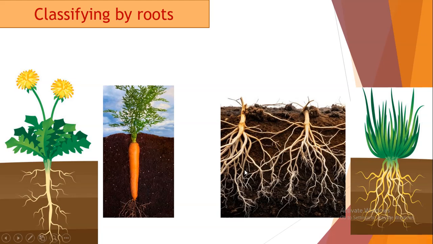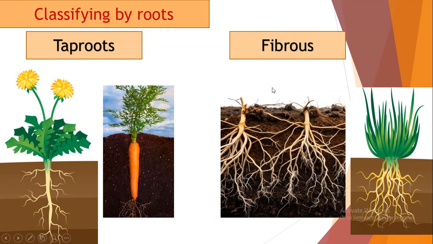So classifying by roots, we have two groups: tap roots and fibrous roots. A tap root is a thick single root. Fibrous roots are small roots that spread out over a wide area.